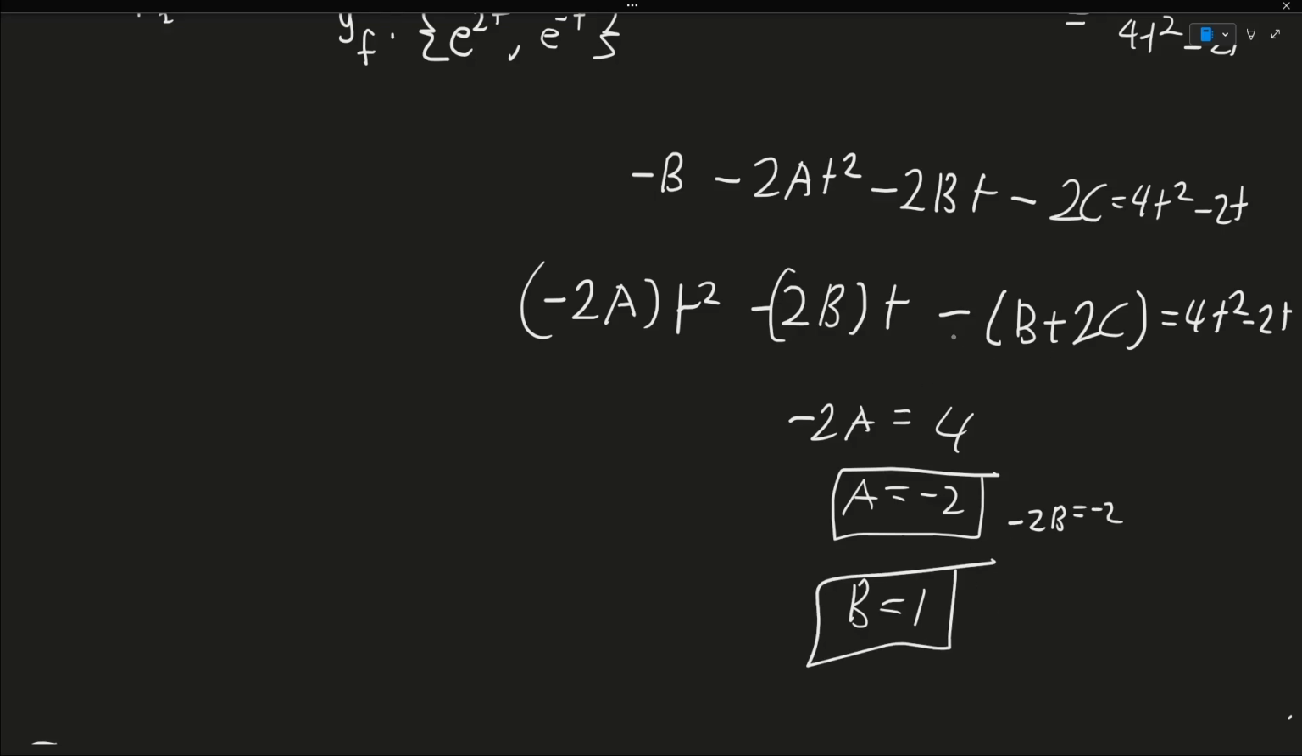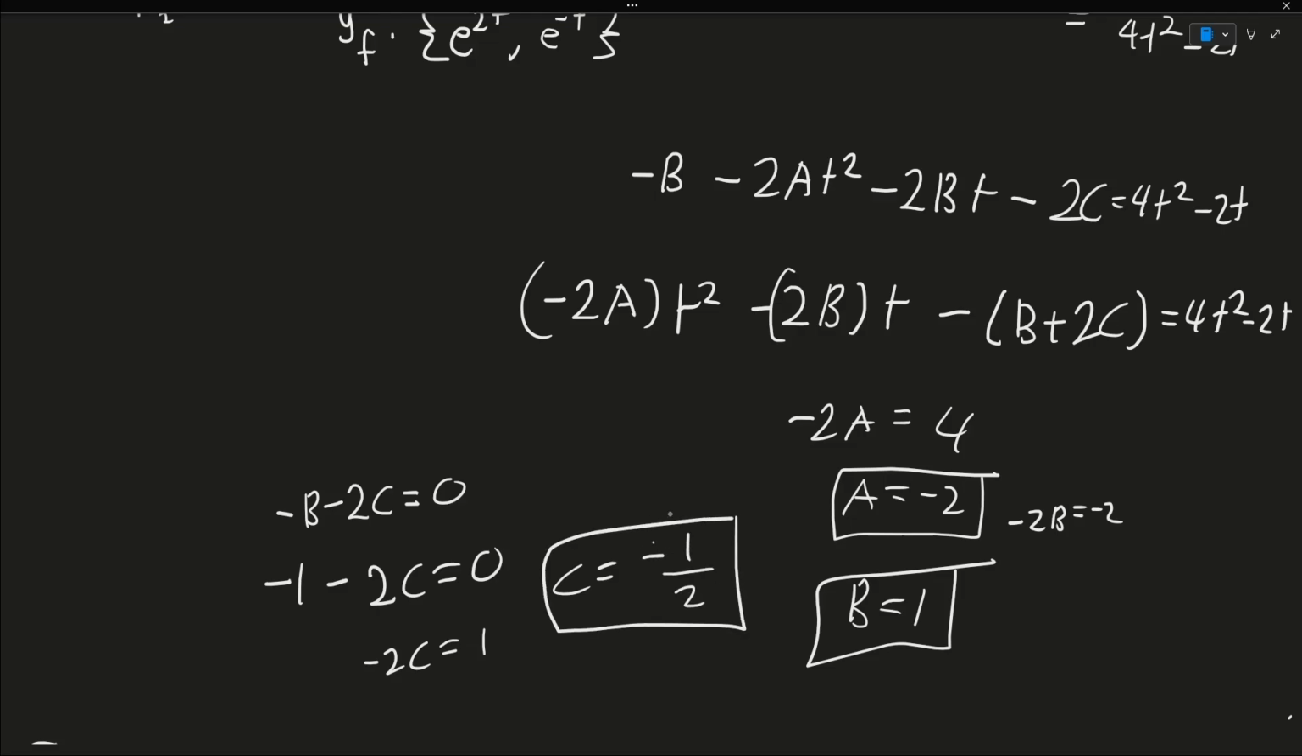Okay, and this last solution is going to be, we have a negative b plus 2c, and that's equal to 0 because we don't have any constant terms on the right hand side. So we're going to say negative b minus 2c equals 0, and we know that b is equal to 1, so we can just plug that in. Negative 1 minus 2c equals 0, and this gives us negative 2c equals 1, c equals negative 1 over 2. Okay, so now we have all of our coefficients for this differential equation.